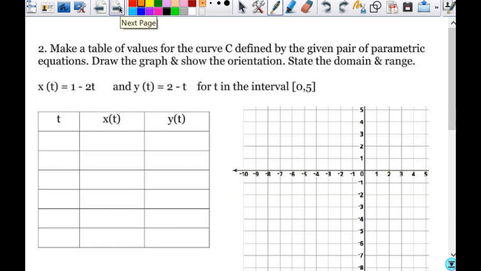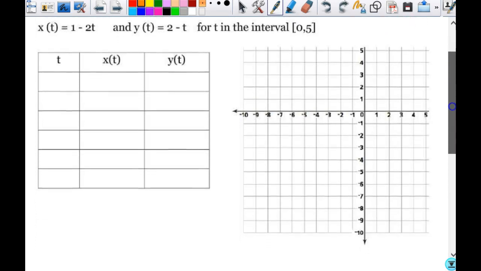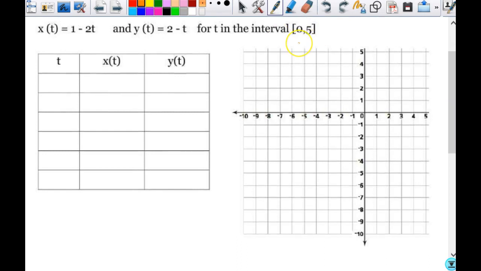All right, so we're going to draw the graph and show the orientation and state the domain and range. Okay, we're going to state the domain and range as well. So it tells me the interval. Since it tells me the interval, that's where I get my t-values from, right? And I can use whole numbers here. I don't have to be fancy. So since I'm going from 0 to 5, 0, 1, 2, 3, 4, and 5. So I want you to substitute those in and come up with your x and y values, while I go check roll. It's just a simple substitution. You don't even have to square things like you did on the last one.